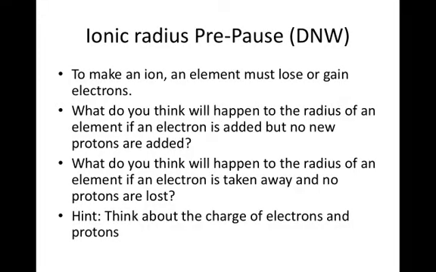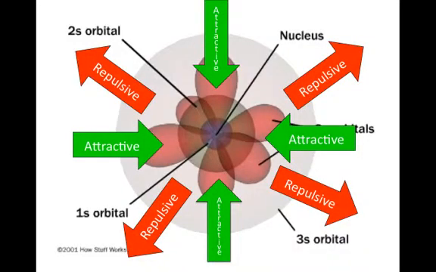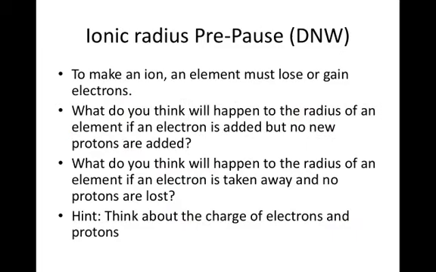All right, now, ionic radius. To make an ion, an element must lose or gain electrons. Now, remember we were talking about that whole attractive repulsive thing that we talked about before. Remember this? Attractive forces, repulsive forces. Well, what do you think will happen to the radius of an element if an electron is added but no new protons are added?